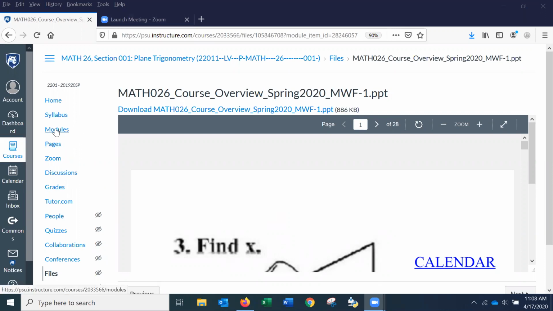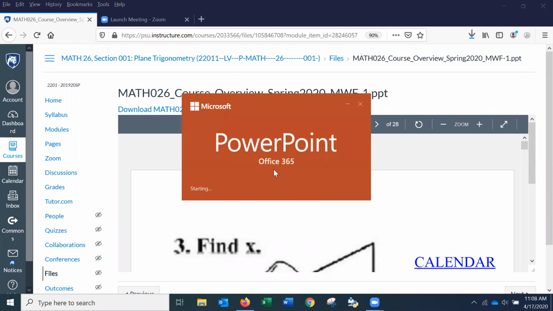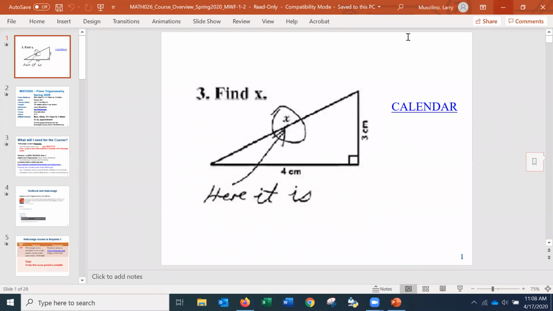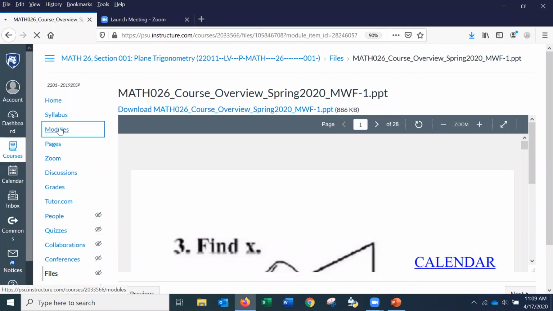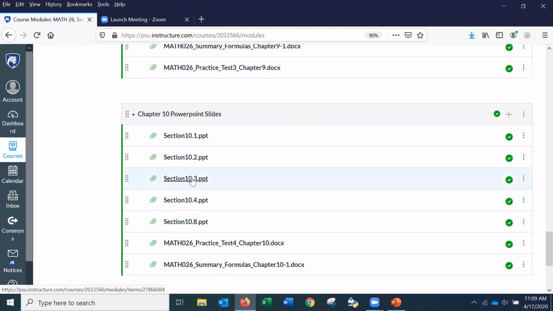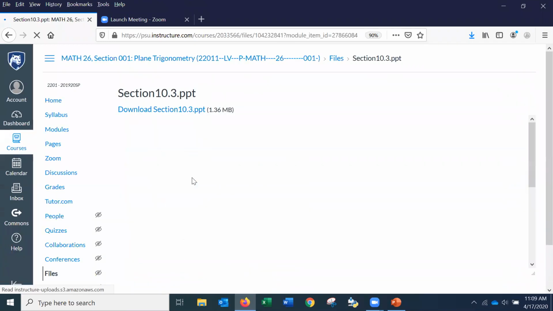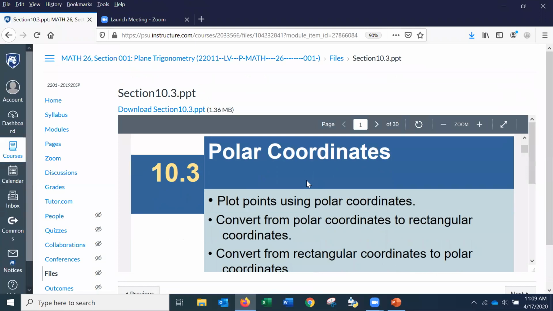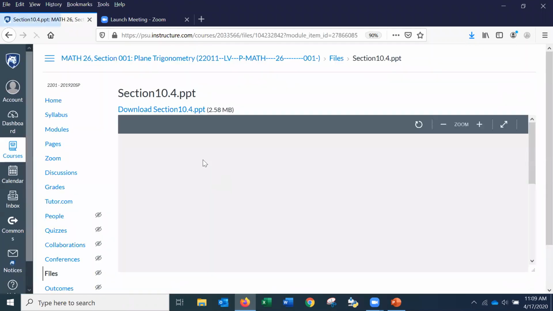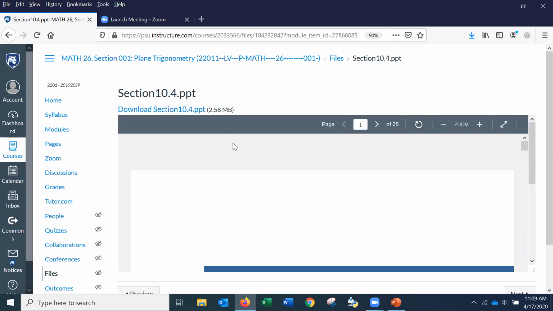I'm going to bring up our calendar, and I'll bring up this section 10.3. Oops, I meant 10.4. We don't start until about 5 minutes. We're going to start in 5 minutes. Folks, anyone have any questions while we're waiting? Any WebAssign questions?